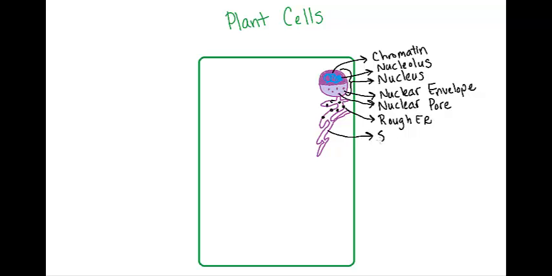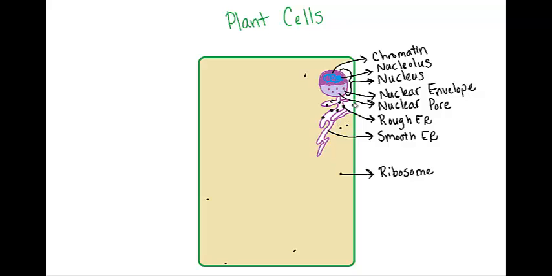You'll have your smooth ER located further away from the nucleus. Remember, it performs a little bit different function than the rough ER. Make sure you're clear on those. We have ribosomes that are found not only in the endoplasmic reticulum, but spread out within the cell. Remember, ribosomes function to synthesize or produce proteins. They take directions from the DNA sent out by RNA, and they produce proteins.